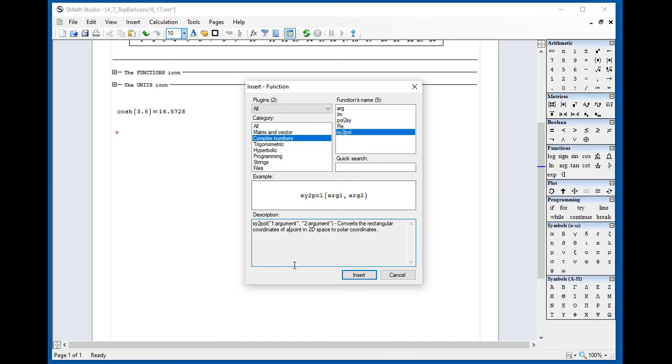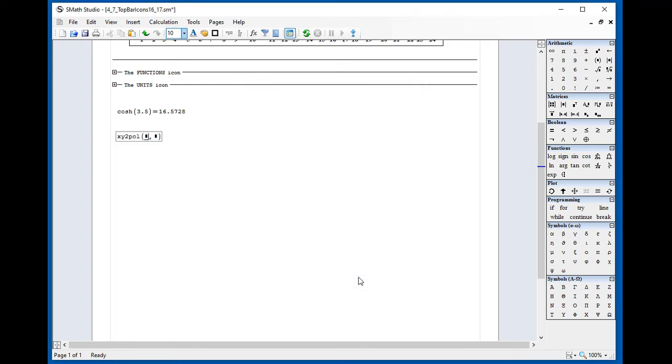And since we're converting from XY to polar, I would say we put the XY values in here and equal. And so this gives me a result that uses this symbol. The first one represents the magnitude of the vector from 0 to 3, 4, and this the angle in radians of that vector.